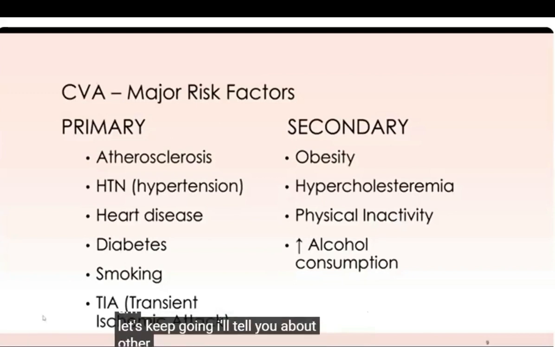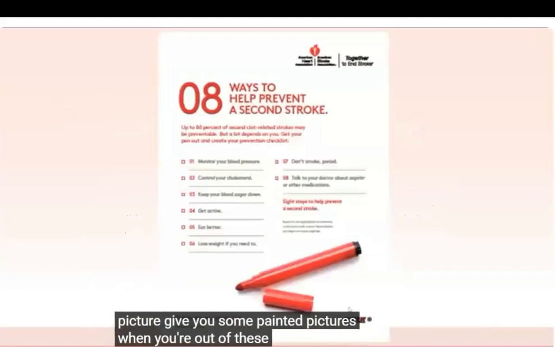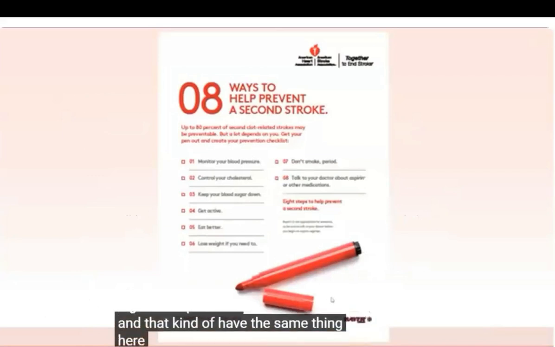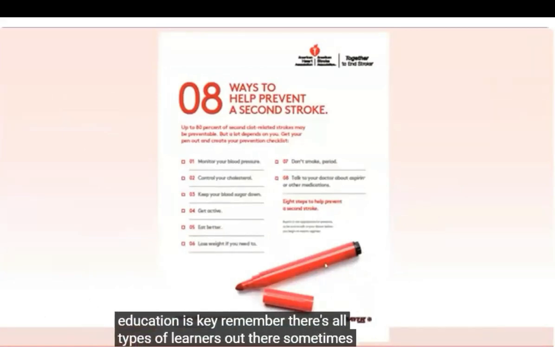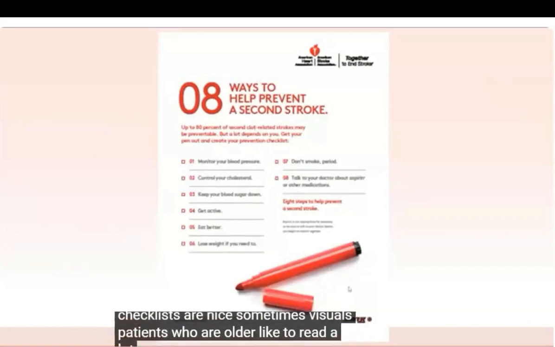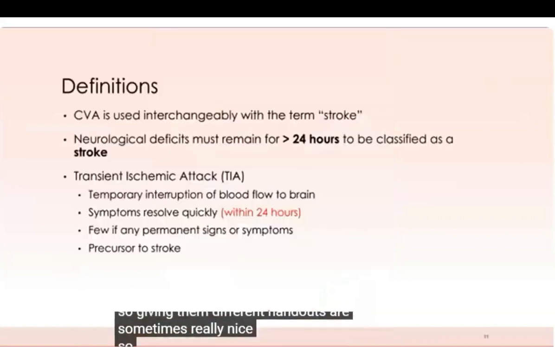Let's keep going. I'll tell you about other patients later, but just trying to give you some painted pictures in your head of these patients. This is a printout from the American Stroke Association. I do give this to my patients in home care. There are some from the Heart Association as well about high blood pressure, and that kind of have the same thing here too. Education is key. Remember, there's all types of learners out there. Sometimes checklists are nice. Sometimes visuals. Patients who are older like to read a lot. Sometimes giving them different handouts are sometimes really nice.